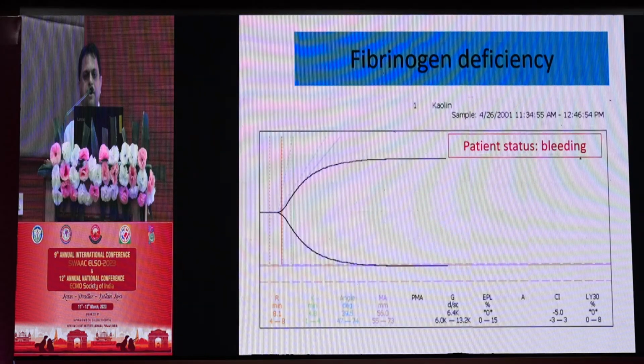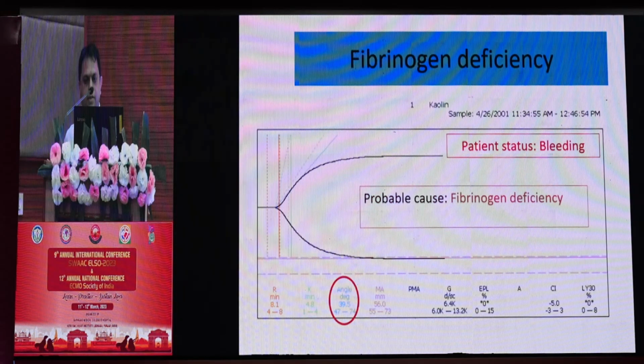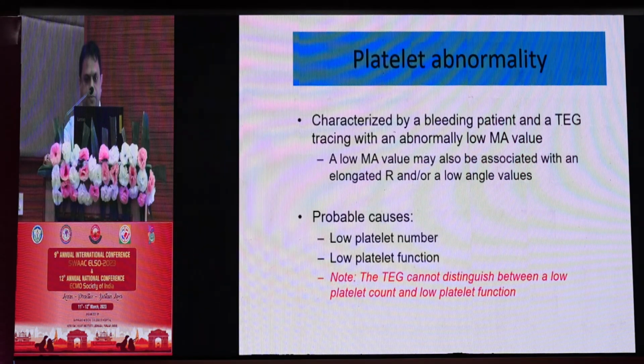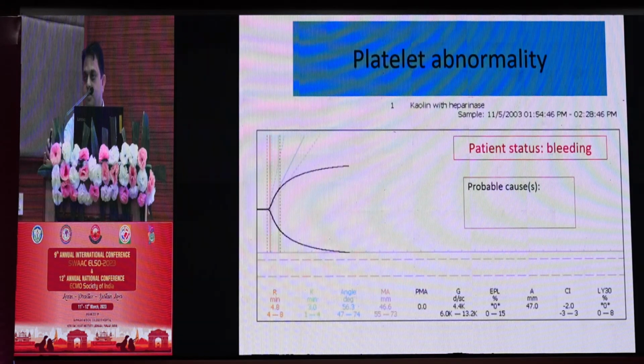Now, if you have a fibrinogen deficiency and the patient is bleeding, you need to give cryoprecipitates and FFPs. The TEG cannot distinguish between low platelet count and low platelet function. And that is very important to understand. That is where we might have to either do serial TEGs to get an understanding of it, or you have to run a platelet mapping.